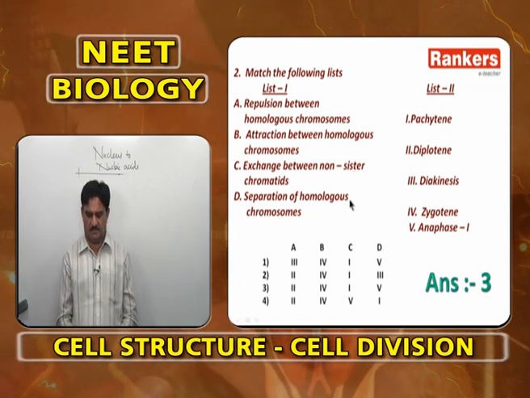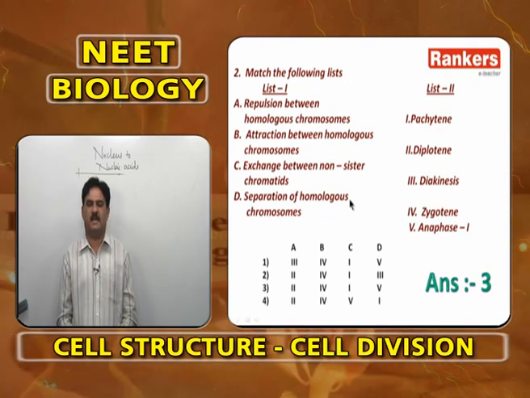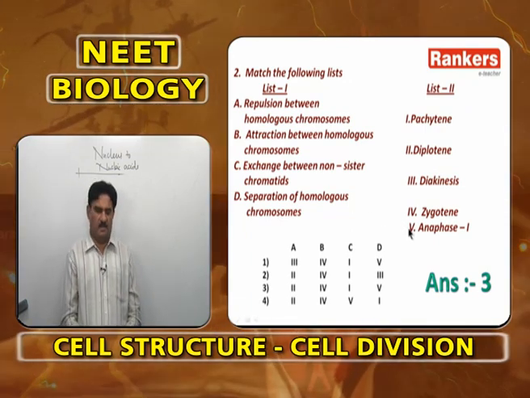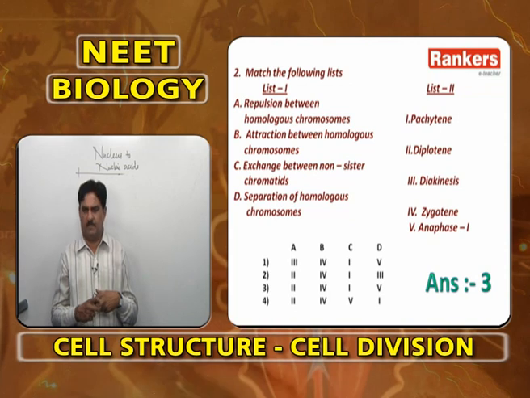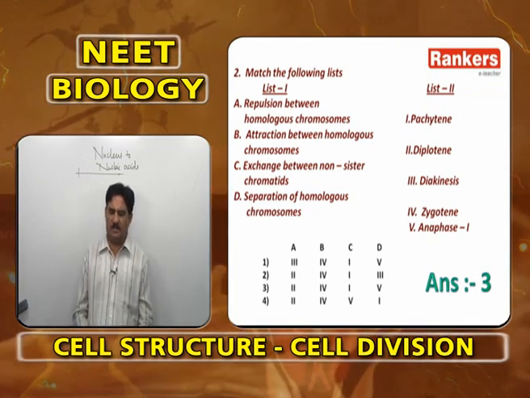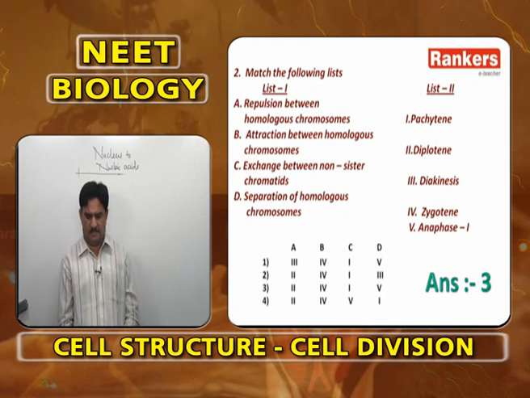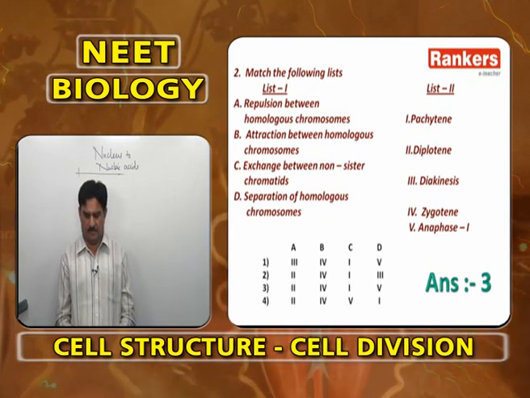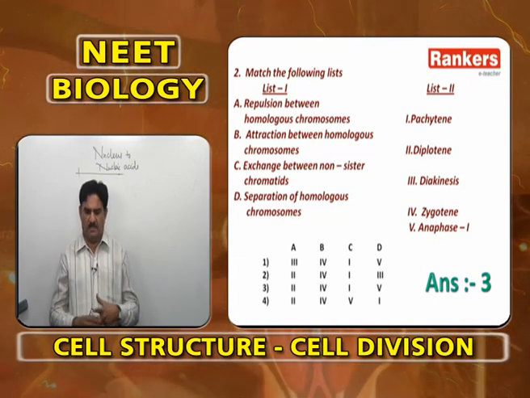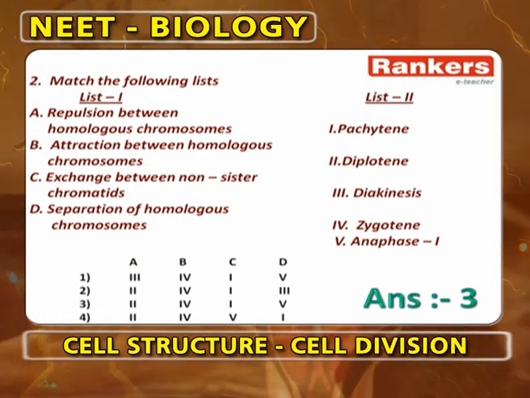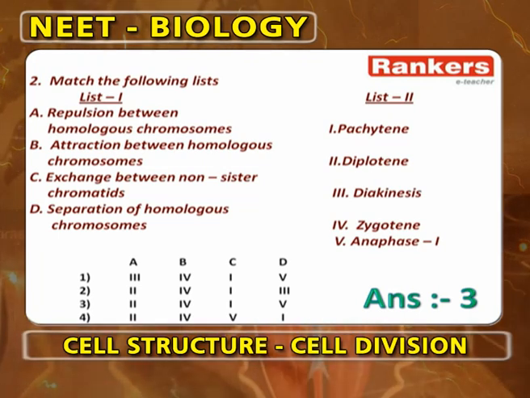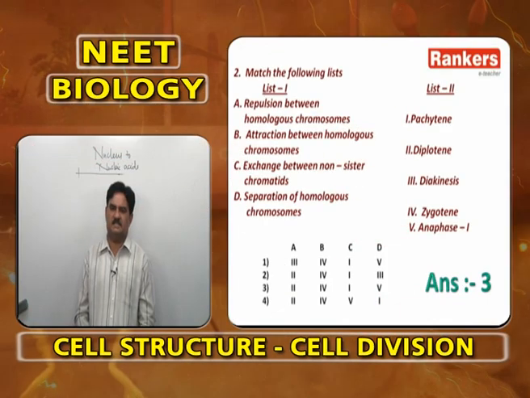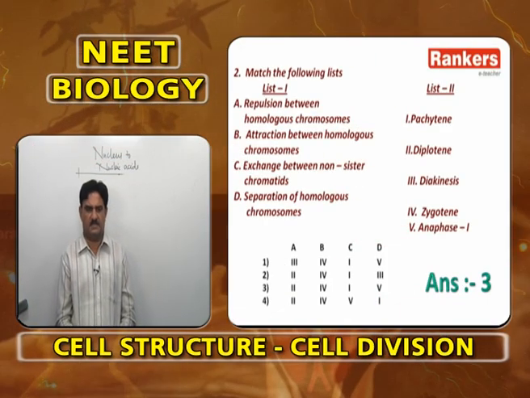Separation of homologous chromosomes occurs in anaphase 1, which is popularly called segregation or disjunction. Here the diploid set of chromosomes becomes a haploid set or genome, and homologous maternal and homologous paternal chromosomes get separated. So, repulsion between homologous chromosomes is diplotene. Attraction between homologous chromosomes is zygotene. Exchange between non-sister chromatids is pachytene, and separation of homologous chromosomes is anaphase 1. There is also diakinesis here, which is known for terminalization. So the answer for this second question is 3.